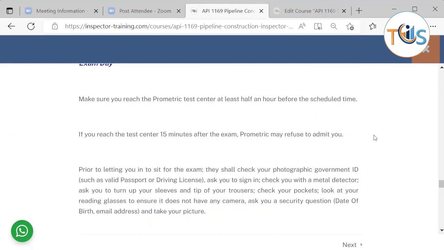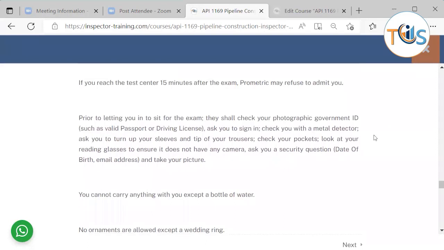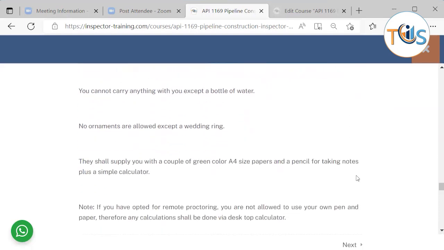If you reach a test center 15 minutes after the exam starts, they may refuse to admit you. Before letting you in, they shall check your government-issued photo ID and ask you to sign in, check with a metal detector, check your sleeves, ask you to take your pockets out, check your camera to confirm there is no recording device on it, and ask you a security question, such as date of birth or email address, and take your picture.